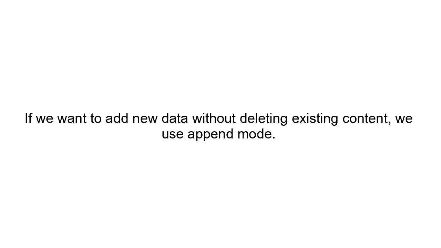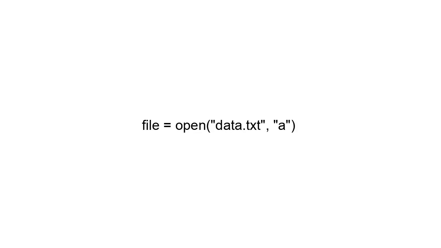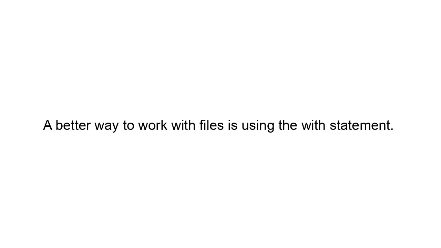Appending to a file. If we want to add new data without deleting existing content, we use append mode. Example: file = open("data.txt", "a"); file.write("This is a new line"); file.close(). Now the file might contain Hello world. This is a new line. Append mode adds content at the end of the file.